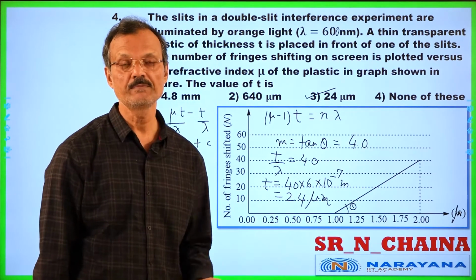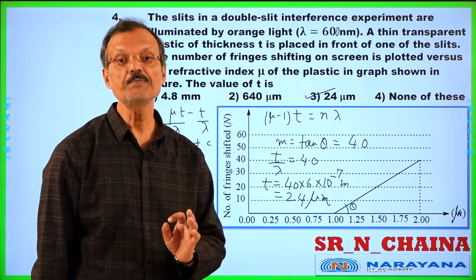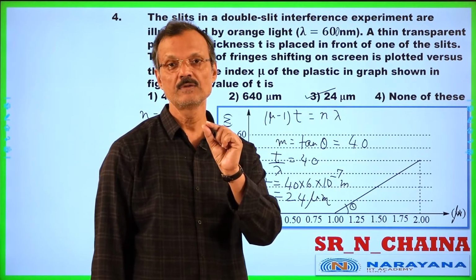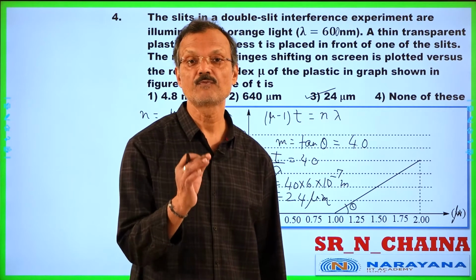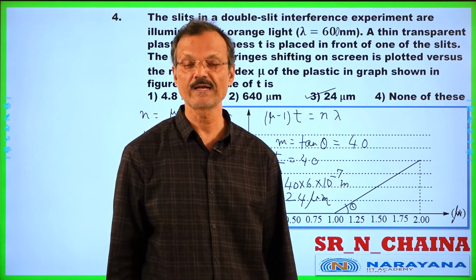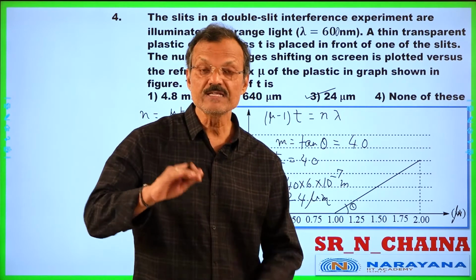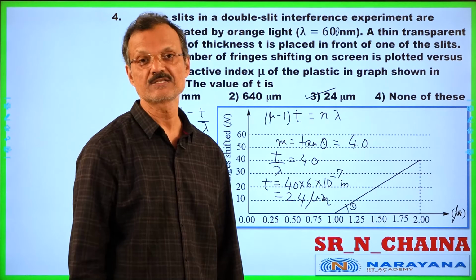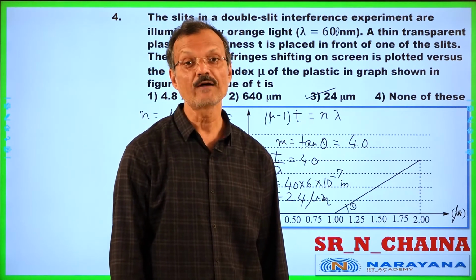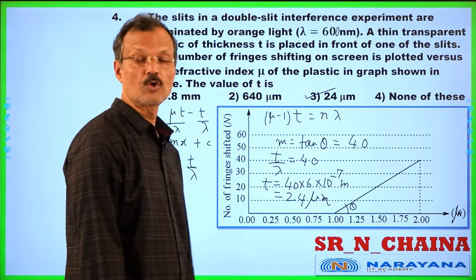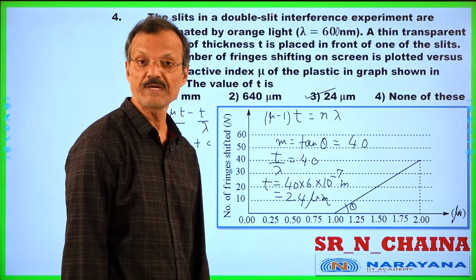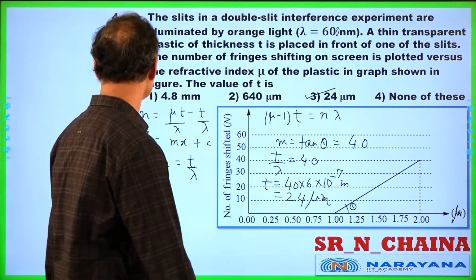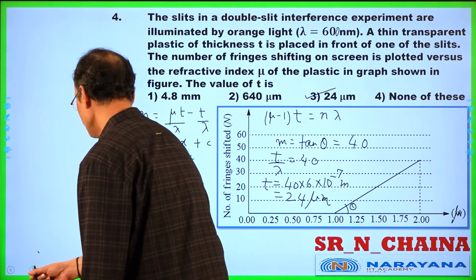A beautiful problem. They have drawn a graph between the refractive index of a plastic sheet or thin film, which is introduced in the path of one of the interfering beams in interference YDSE, and how many fringes are shifting, which they had taken on the y-axis. And from that, they had asked you the thickness of the film. You have got, check here, from the slope of the graph, the value of t by lambda. I hope you have clearly understood the solution. Let us move now to the next problem.